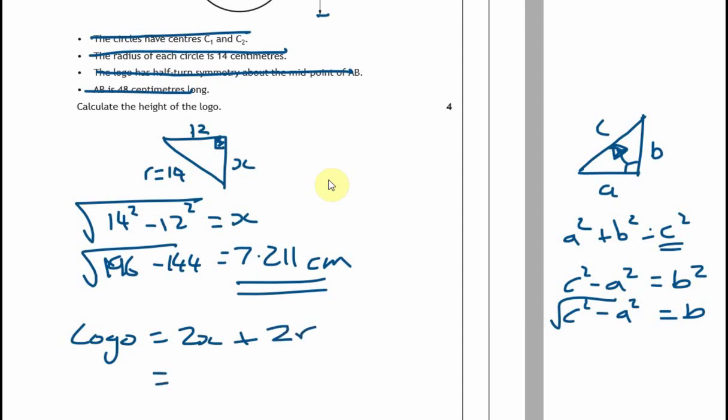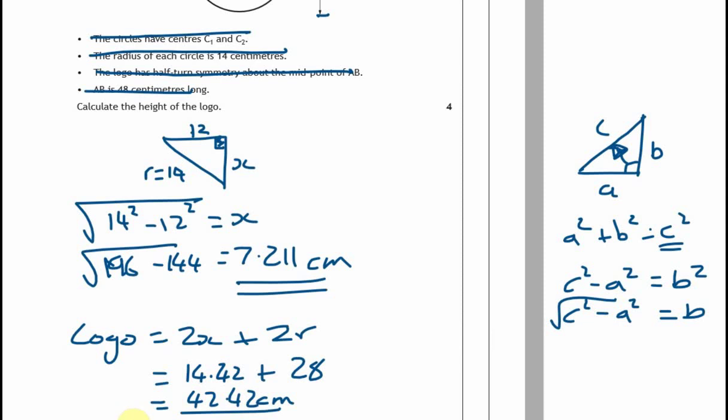So that's going to give us 2 times 7.211, which is 14.422. Plus 2 times r, which was 14, so that's 28. So that number plus 28 is going to give me 42.422, and that is in centimeters.